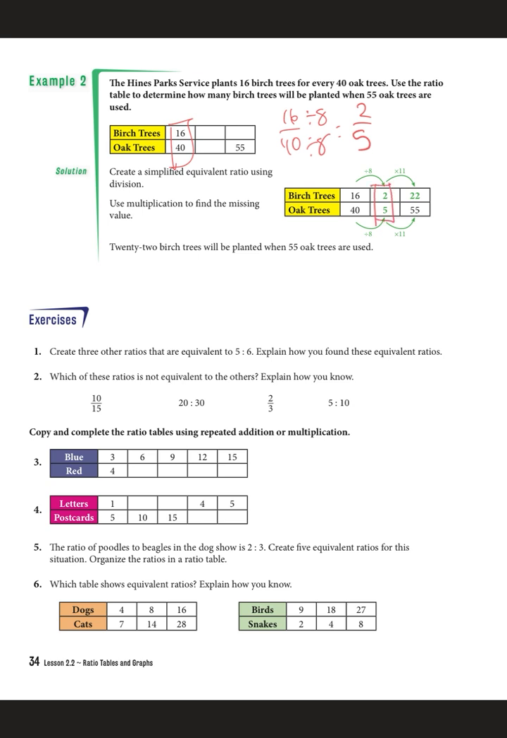And then what they're doing here is they're saying, what do I have to multiply 5 by to get 55? That's 11. And whatever I do to the bottom number, I also have to do to the top number. So that's why they're multiplying 2 times 11 to get this ratio of 22/55. So that means 22 birch trees will be planted when 55 oak trees are used. All right, so sometimes you can use division, but like I said, what I like to do is find out what my base ratio is, what my smallest ratio is. Okay, moving on to the next page.